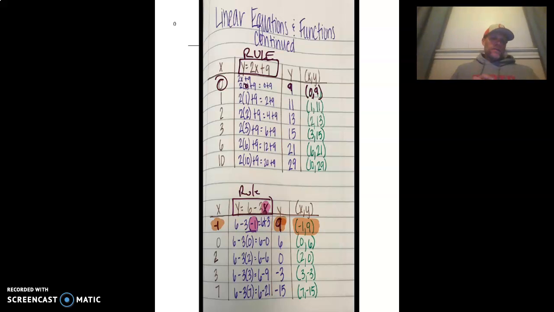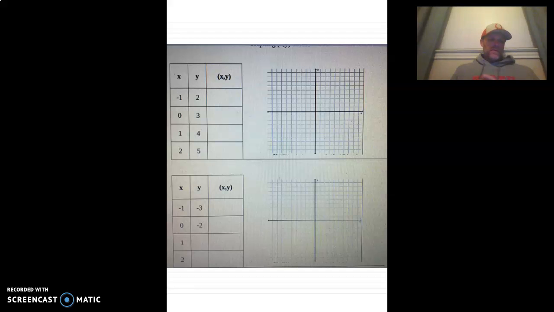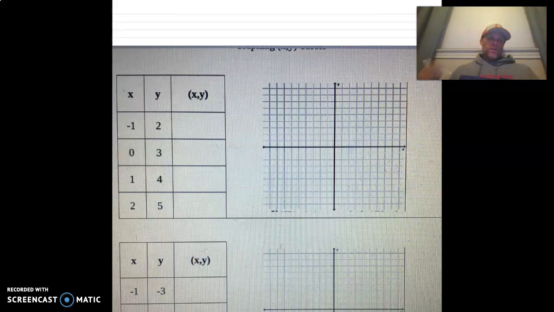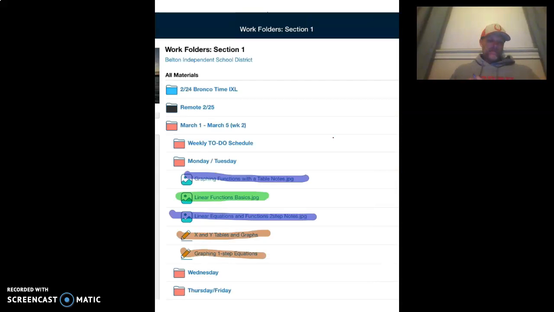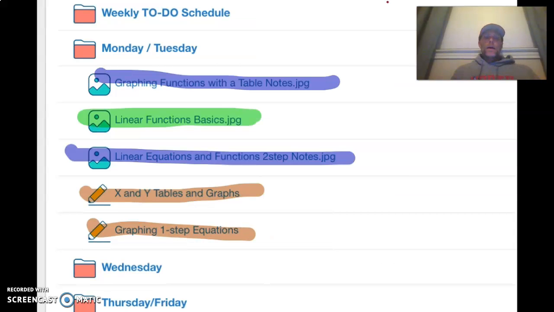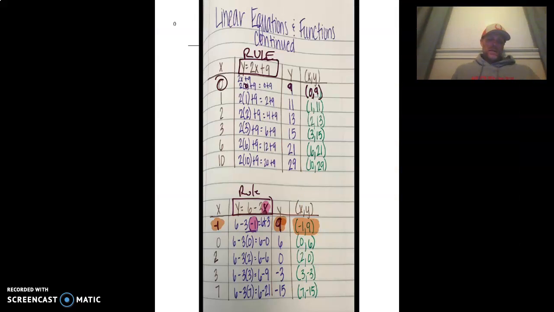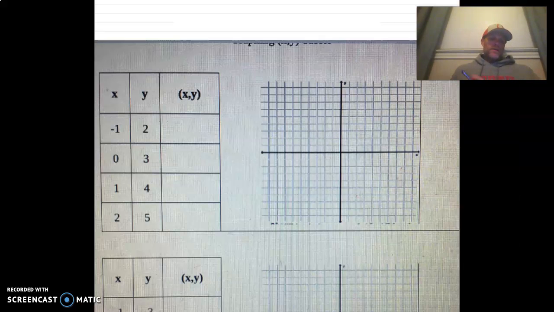All right, so let's look at graphing first. So we're going to graph. This was, let me see here. What was it called? X and Y tables and graphs. Okay, X and Y tables and graphs. So you'll need to open that, work on that. X and Y tables and graphs.